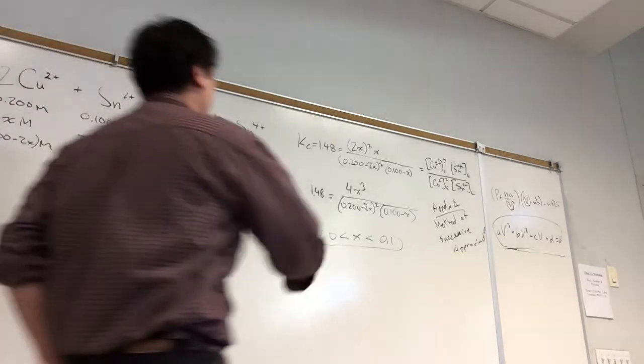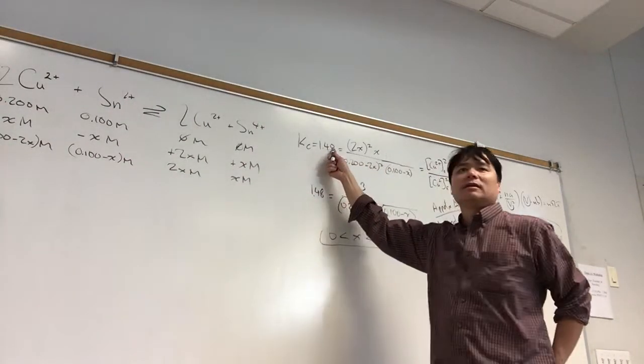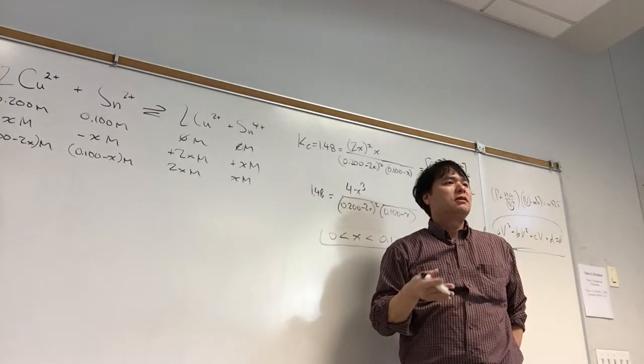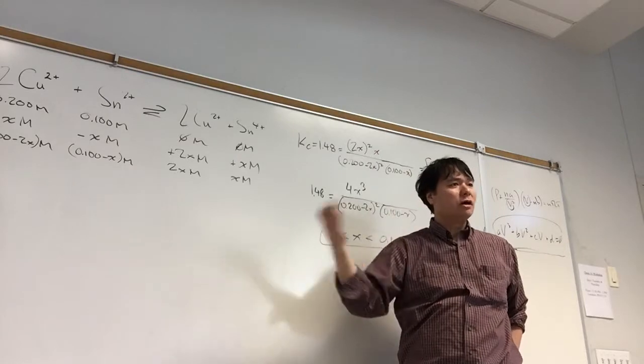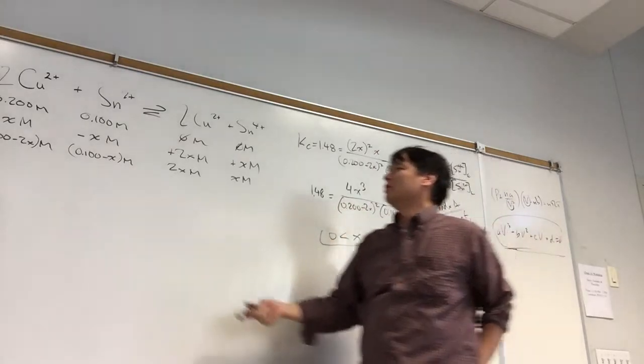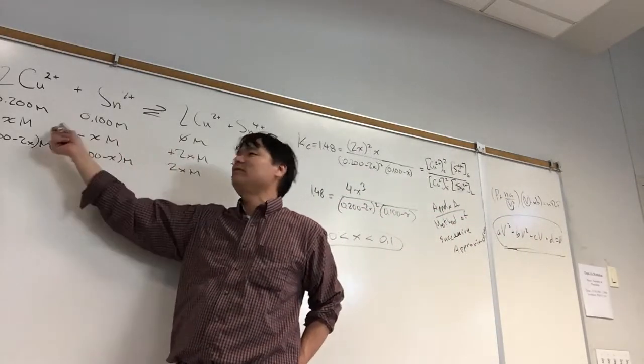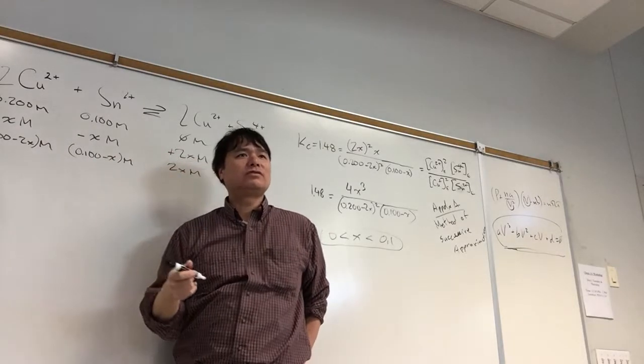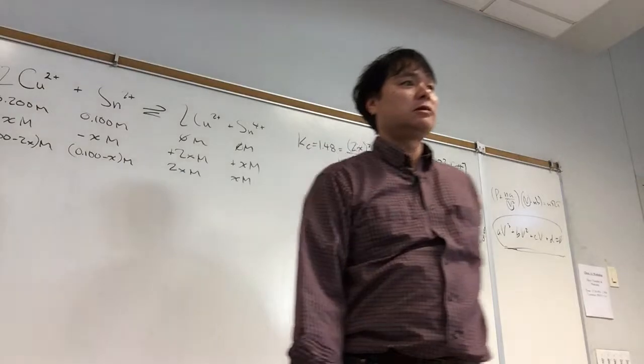Take a look at this K value. This K value is close to 1. If the K value is close to 1, what does it tell you? It's like a 1-to-1 ratio. If it's a 1-to-1 ratio, then I expect about half and half, right? And so what should you guess for your first X?